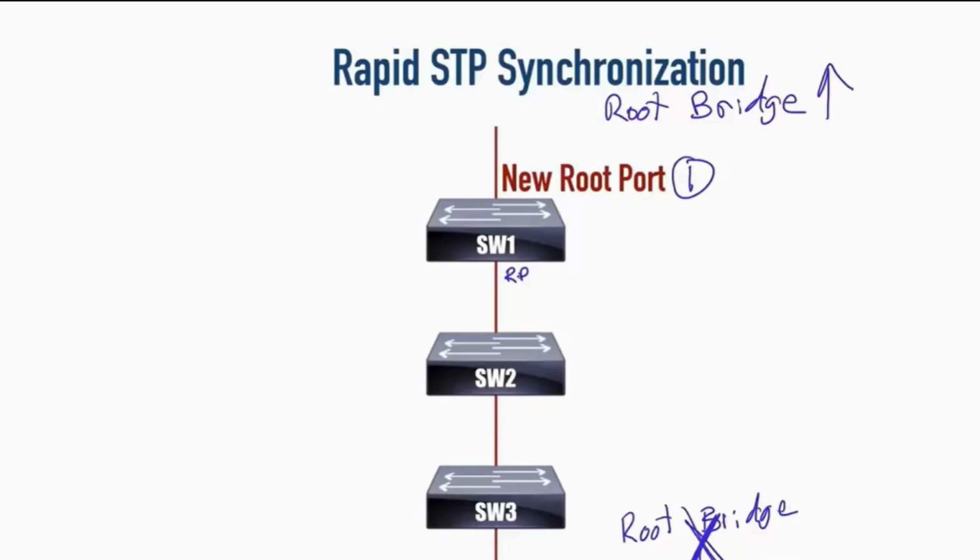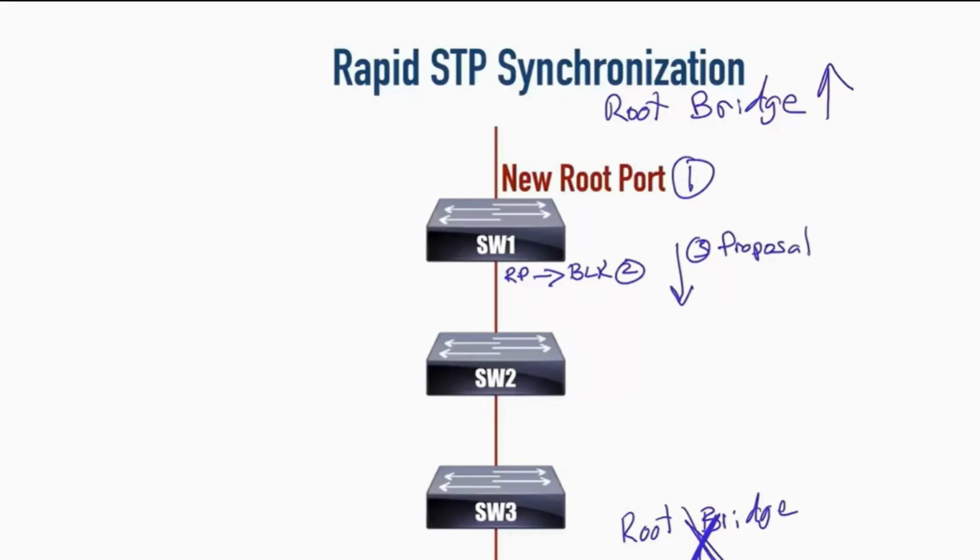Well, as a second step, once it elects a new root port, what does it do with the other root port? Well, that root port, just to prevent any sort of temporary loop, is going to go into a blocking state. So it's going to block. That's going to be step 2. And we want to proactively inform switch 2 about this change. So what we're going to do, step 3, is we send out a proposal.